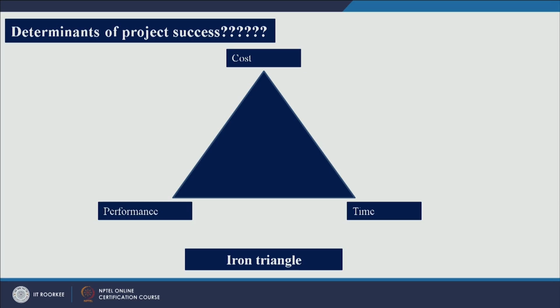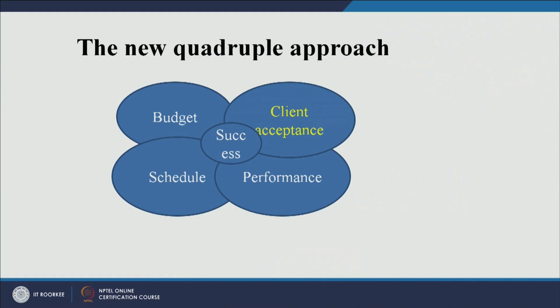But there are several people who think that these three criteria are not sufficient to define a successful project. So, they have added one more criterion, which is client acceptance. So, apart from time, cost and performance, the project should be accepted by the client as well. Then only we will say that a project is successful.